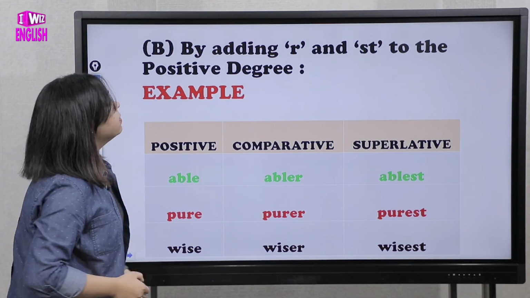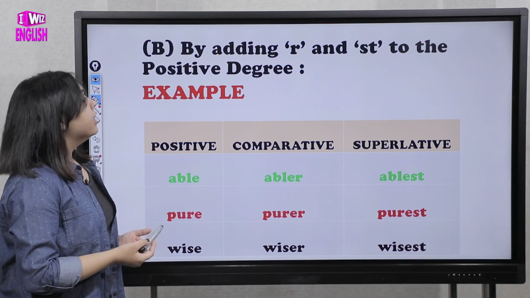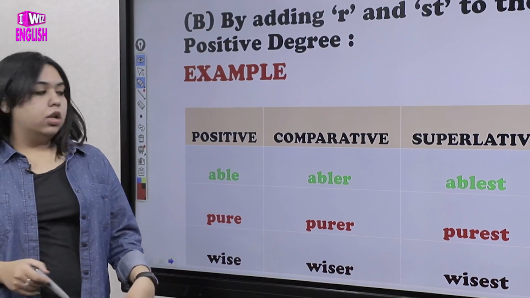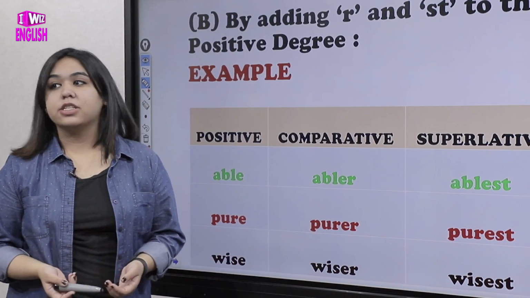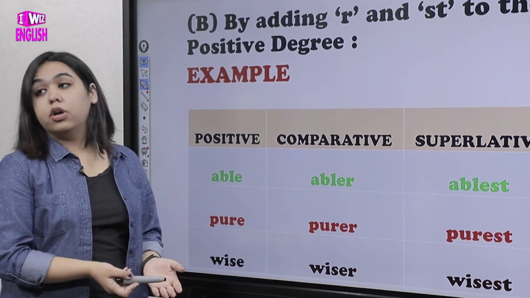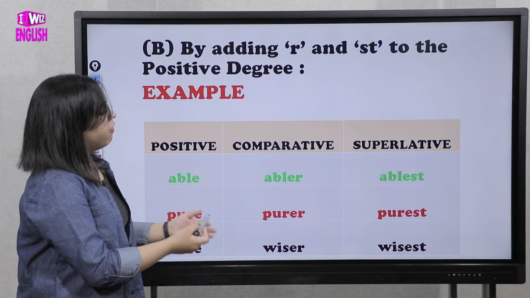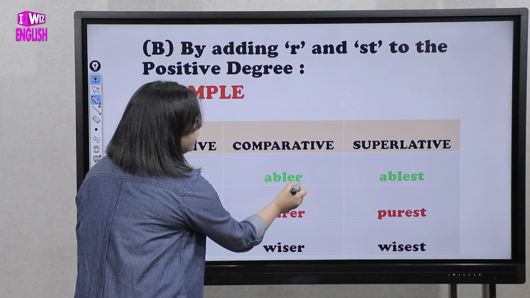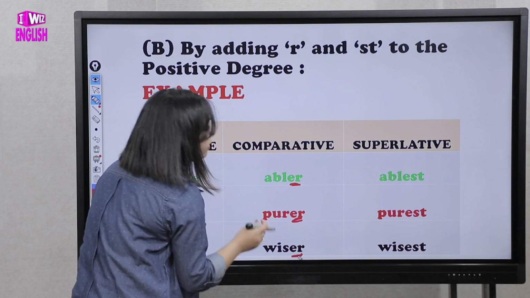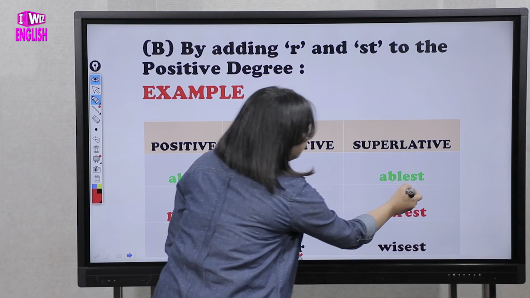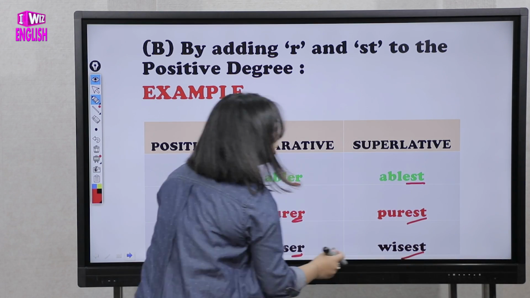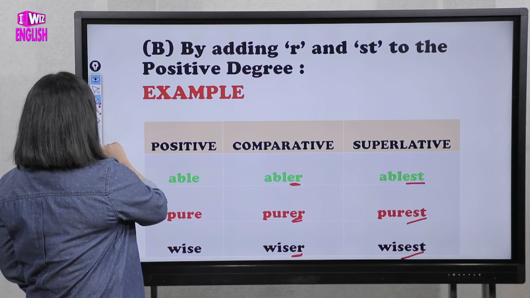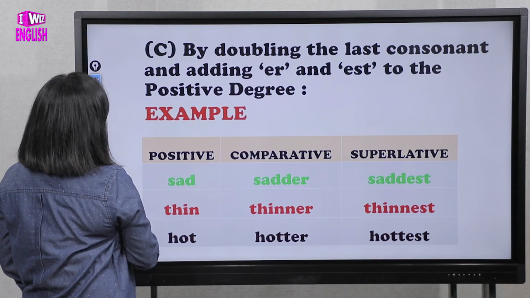Okay, so the next way is by adding R and ST to the positive degree. Now, how it works? It works like able, abler and ablest. Okay, pure, purer, purest. Wise, wiser, wisest. So, here you will see that we have simply added ER, ER, ER in the comparative forms and EST, EST, EST in the superlative form. So, it's very easy. Okay, I hope it is clear, and now we'll move on to our next method.